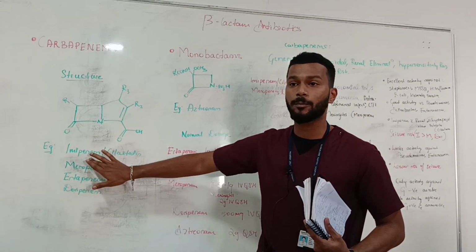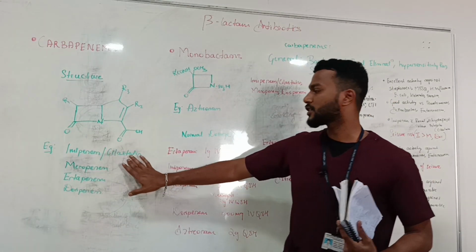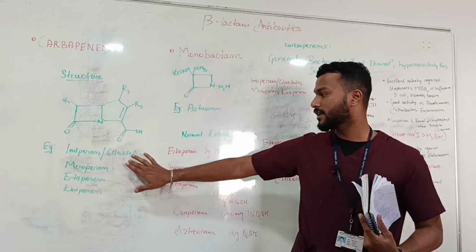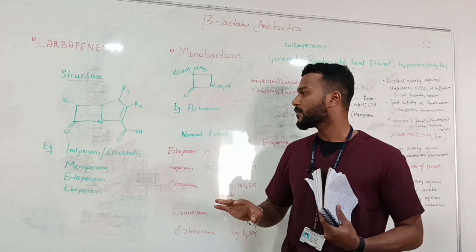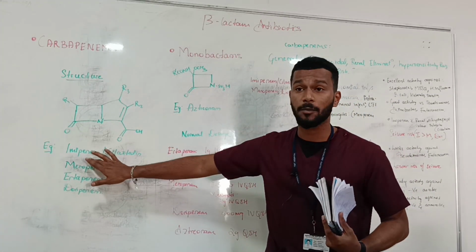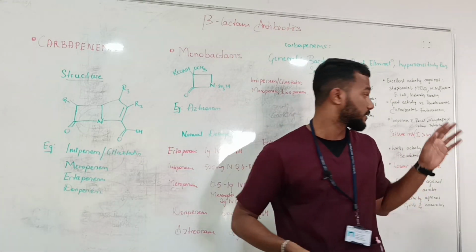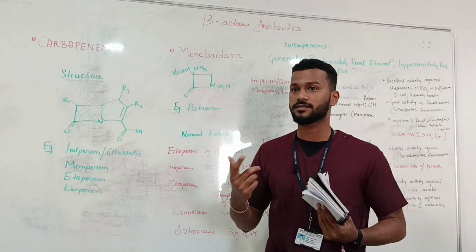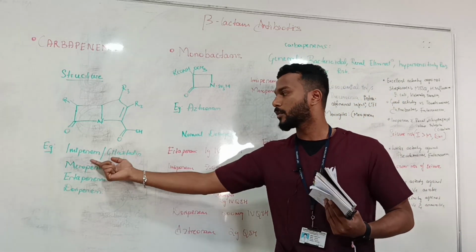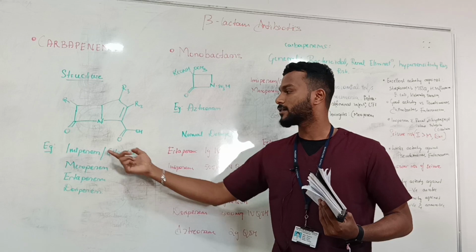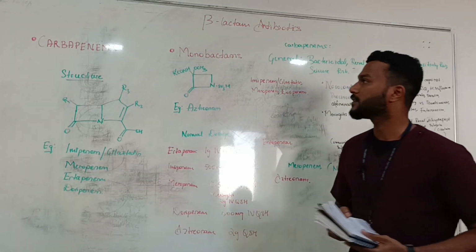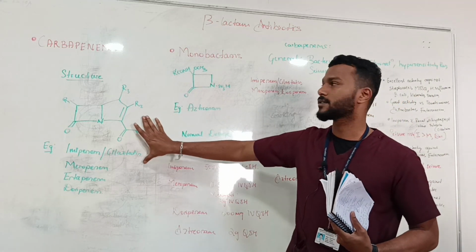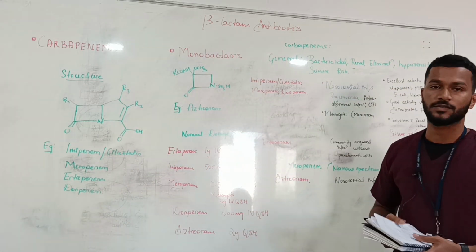And one more thing is imipenem comes in a combination with cilastatin. Cilastatin is a renal dihydropeptidase inhibitor. What exactly happens is imipenem gets degraded by renal dihydropeptidase. So that is why we have to give imipenem along with cilastatin, so that the bioavailability of imipenem is more. Okay, these are the major things about the carbapenems.